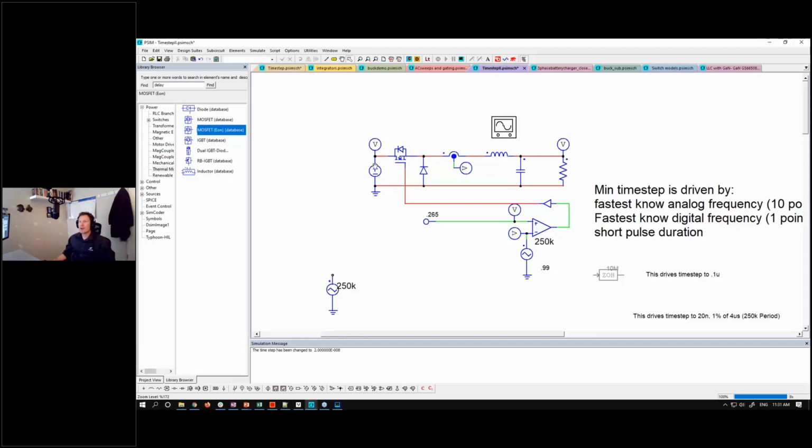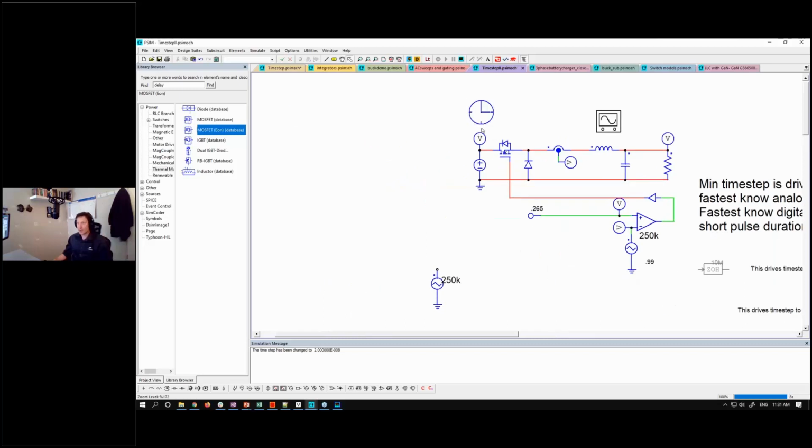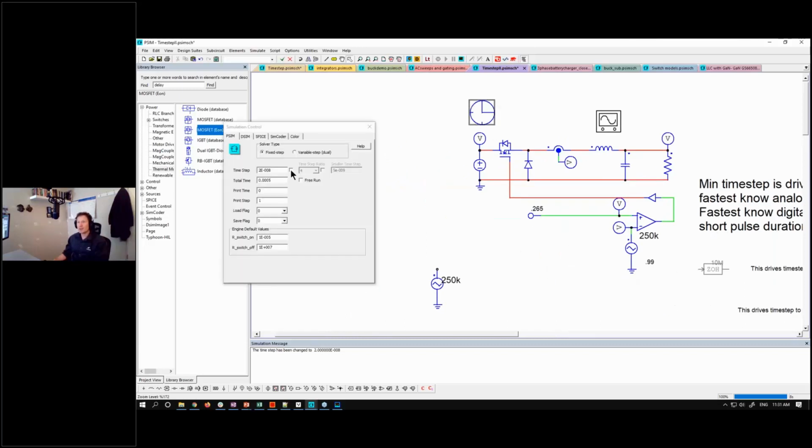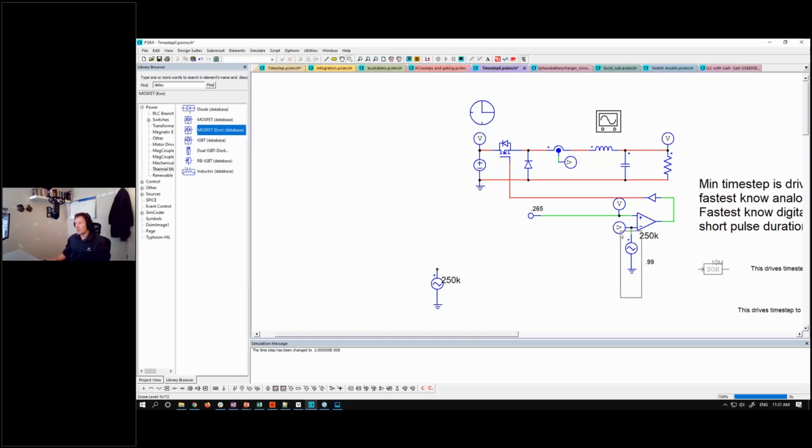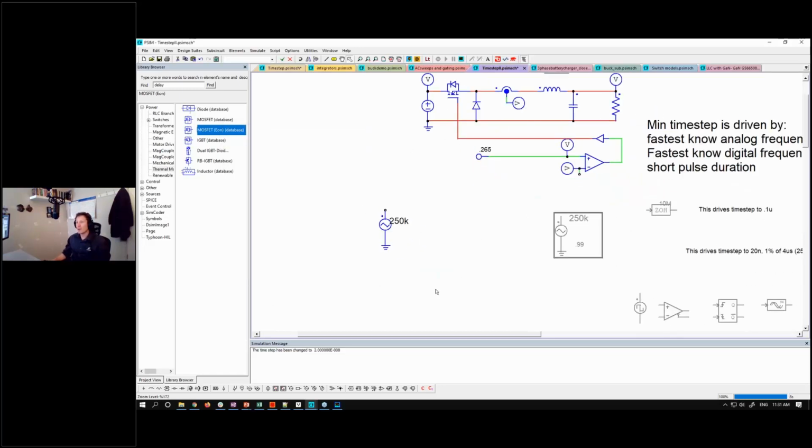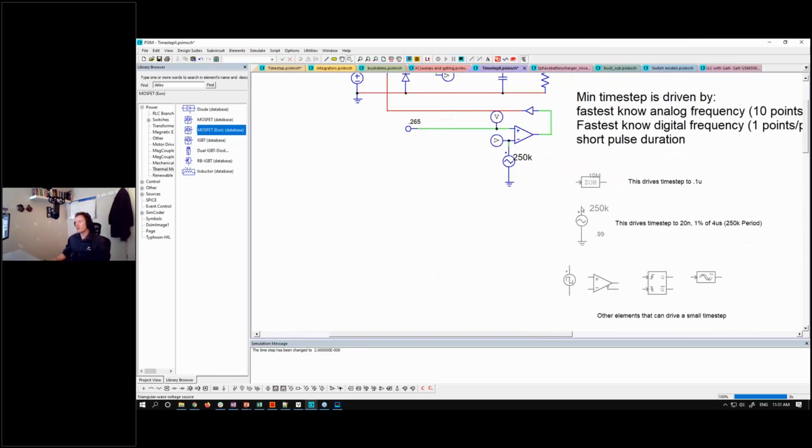If we come back up to my simulation control here, and let's change this back to 0.2 micro, and if we swap this back in. One of the things I'm doing here is enabling and disabling these elements. So you can see they're grayed out. If you click on one, there's this green and red X up here. And I'm also using hotkeys Control D and Control E.